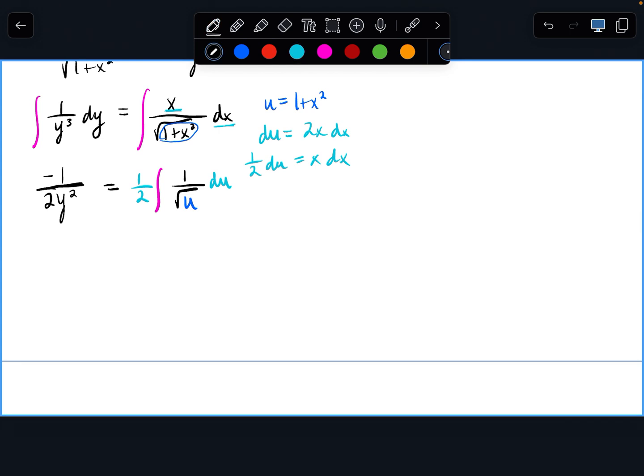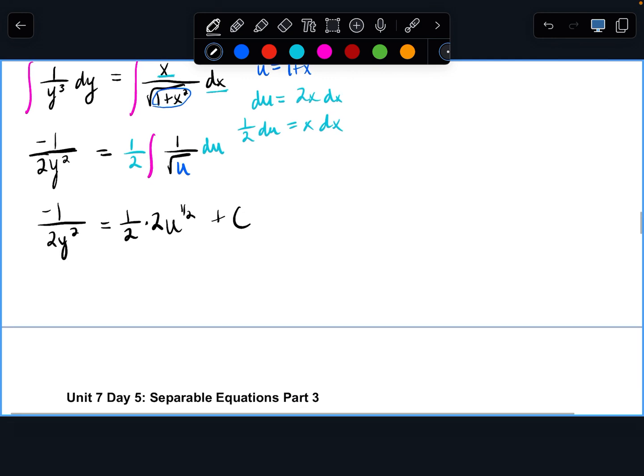If it helps, you could write it as u to the negative half. Because that'd be u to the negative half, and then you add to the power, divide by the new one. This would be 1/2 u to the positive half times 2, plus c. Antiderivative. Or you could go straight to 1 u to the half, because of the 2 and the 1/2. Okay, I got to put the x back.